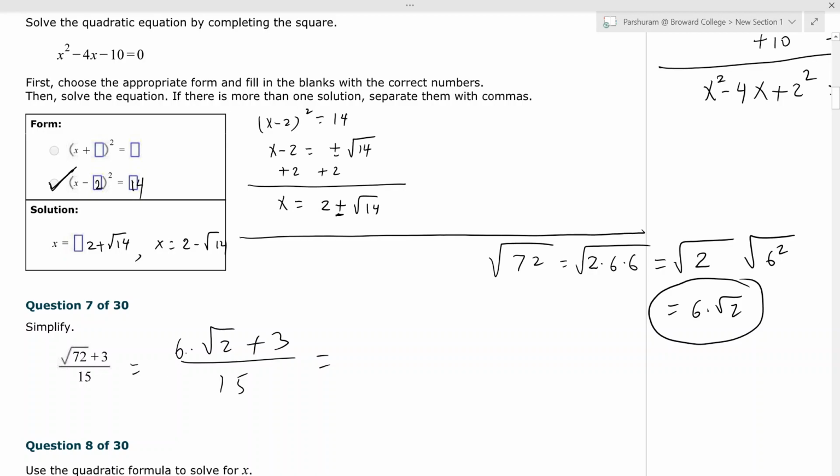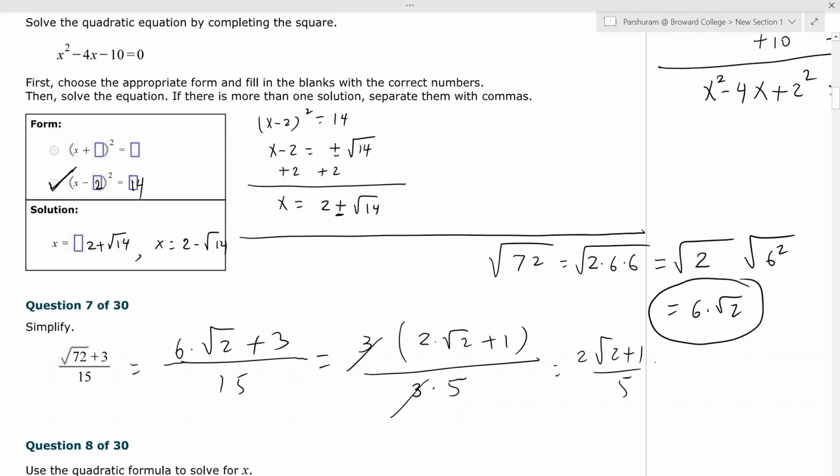So look at this point, there is a top term and a bottom one. Try to factor out 3 from the top. If you factor out 3 from the top, it gives us 3 times (2 times the square root of 2 plus 1) over 15, which is actually 3 times 5. So we can cancel the 3 and 3, and finally what is left over is our answer. So the answer is (2 square root of 2 plus 1) over 5. That's the final answer.